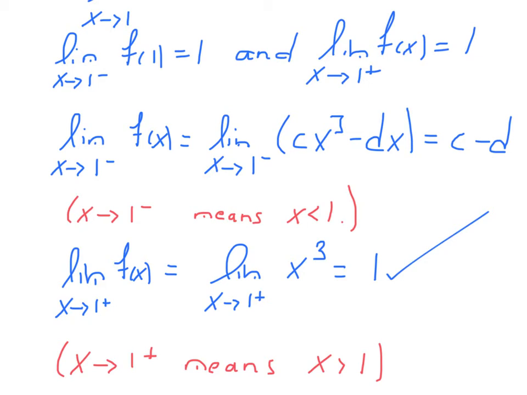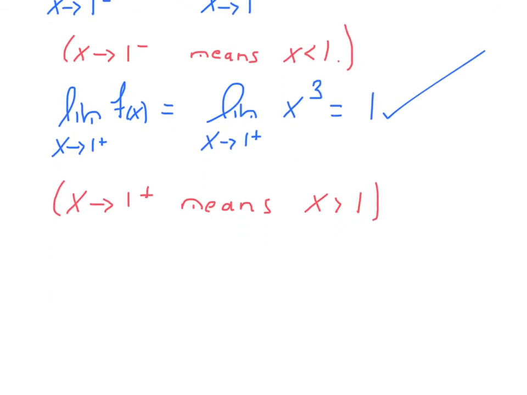But, as we said before, we don't necessarily have that this left-hand limit is 1. The left-hand limit is always going to be c minus d. We need the left-hand limit to be 1. It equals c minus d. So what we need is we need c minus d to equal 1. All right, so that's what we need for f to be continuous at 1. So let's write that down.